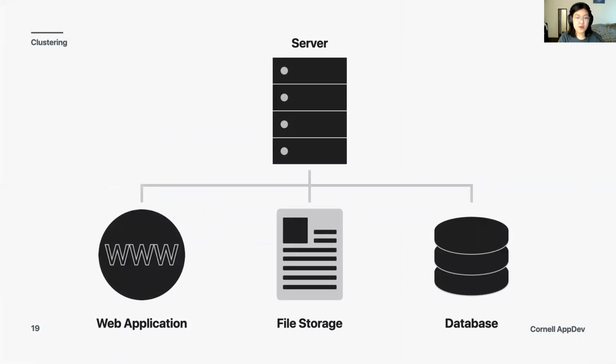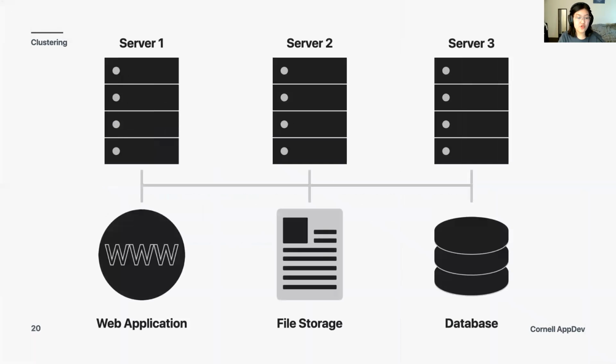Say we had a server before, and it was hosting a web application. It also had a file storage system on it and a database, which is fine. But what we can do instead is now distribute these functionalities among multiple servers. So server 1 is hosting only the web application, server 2 handles only file storage, server 3 only the database. And now we have a lot more hardware. We have a lot more processing power per functionality.